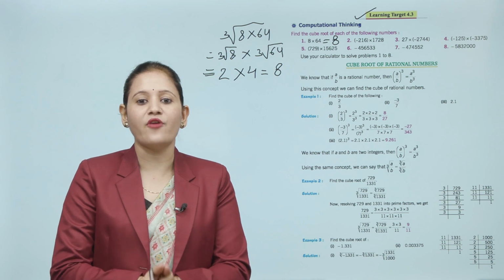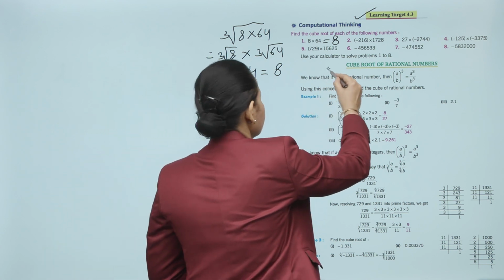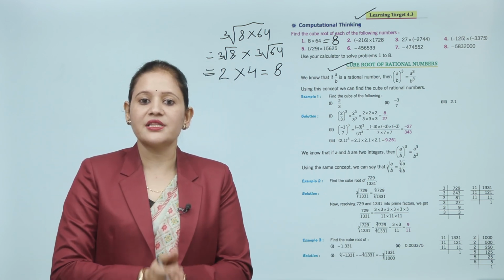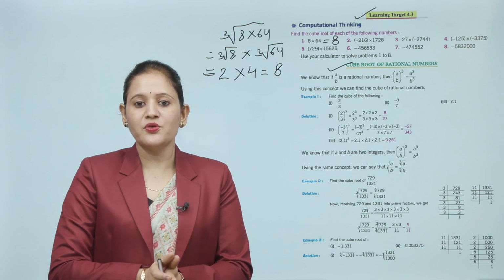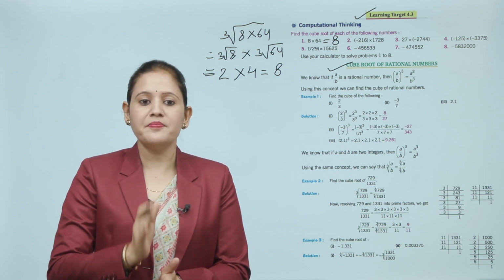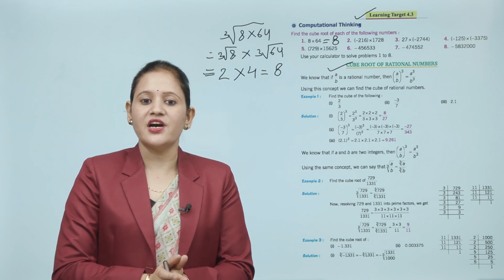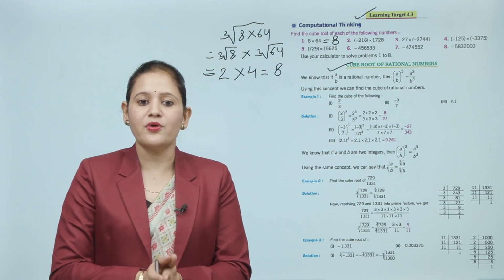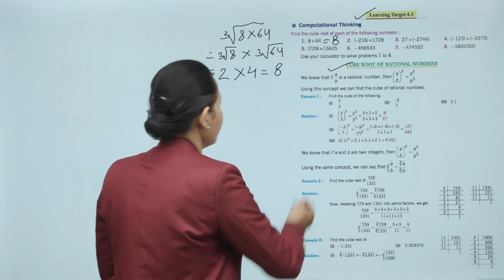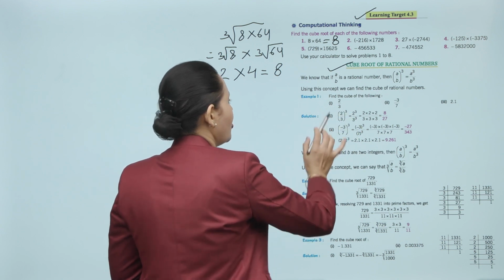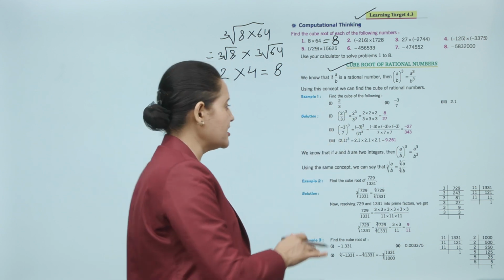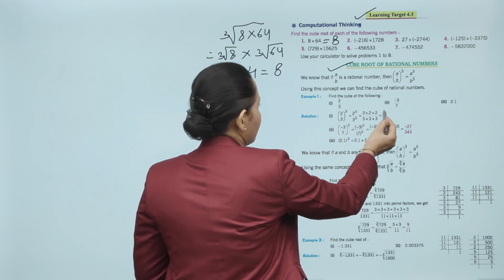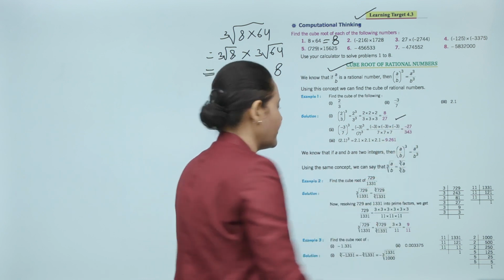Next is the cube root of a rational number. We know that if A upon B is a rational number, then the cube of A upon B equals A cube upon B cube. Using this concept, we can find the cube of a rational number. For example, find the cube of 2 upon 3. We have to find the cube, that means 2 upon 3 to the power 3, or we can write 2 to the power 3 upon 3 to the power 3. 2 into 2 into 2, 3 into 3 into 3. This will be 8 upon 27.